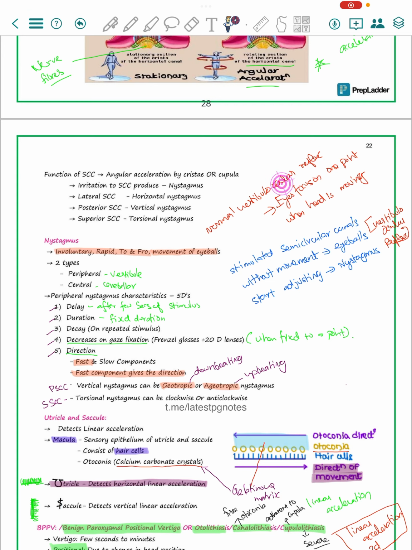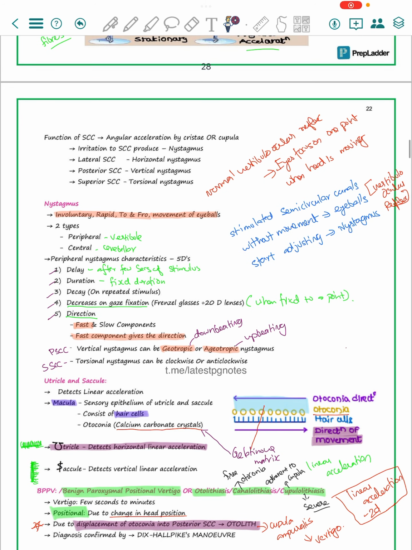Normally there is the vestibular ocular reflex, where the vestibule and the eye are connected. Normally if you are on a movement and want to focus the eye on a point, the eye focuses on a point when the head is moving. But if the semicircular canal is stimulated without a movement, it causes the eyeball to adjust, and in the stationary position you will have the eyeballs rotating or moving due to the defective vestibular reflex. This is nystagmus: an involuntary rapid to and fro movement of the eyeball.